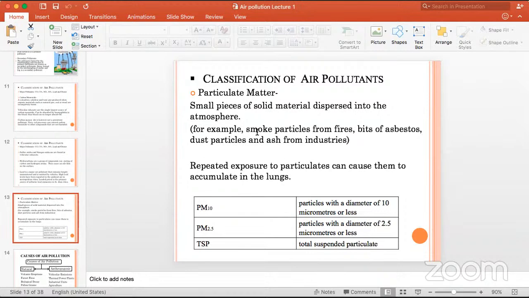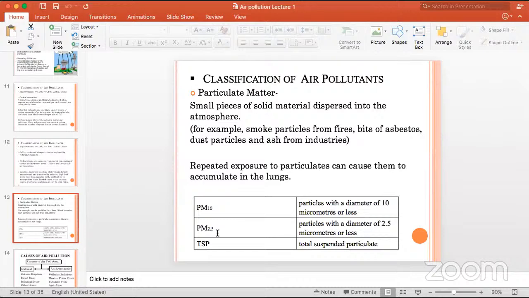So smoke particles, then bits of asbestos. Asbestos is again basically a compound from industries. Dust particles and ash from industries, all of that comes under PM. Repeated exposure to these particles can cause them to accumulate in the lungs. And PM2.5 directly crosses the blood barrier, so it can directly enter into your lungs.